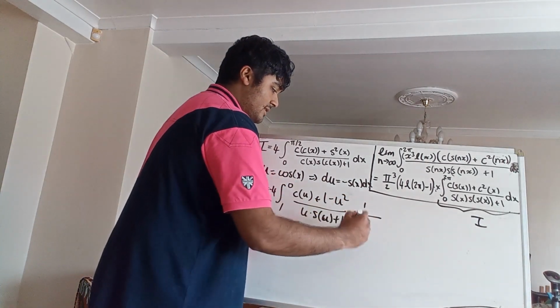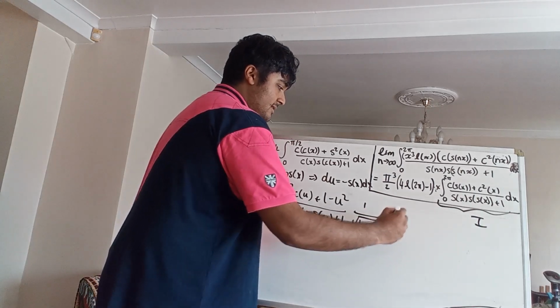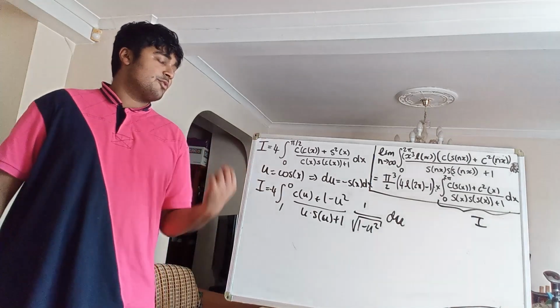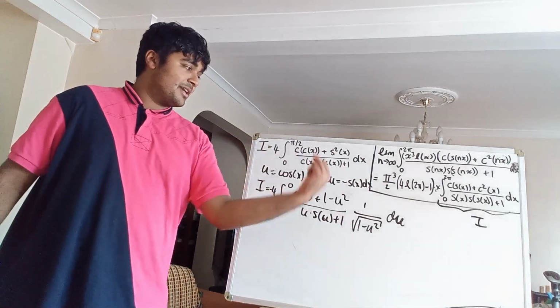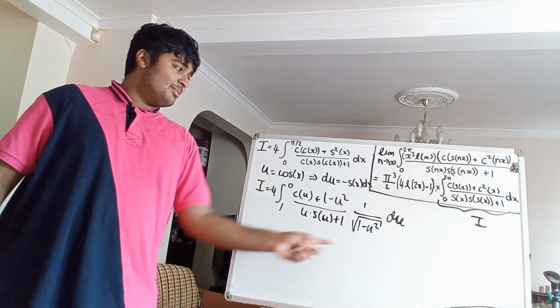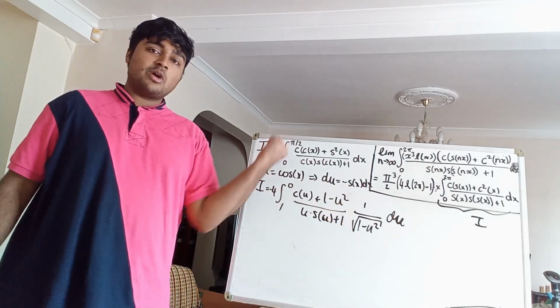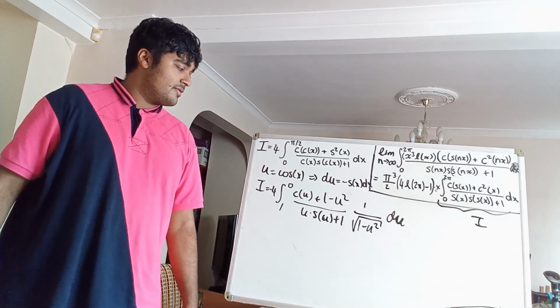So it's going to be 1 over square root of 1 minus u squared du. Because dx is going to be equal to minus 1 over square root of 1 minus u squared du. And I guess it's important to notice that we don't have to worry about a plus or minus here because we're working over the interval 0 to pi over 2, like so.